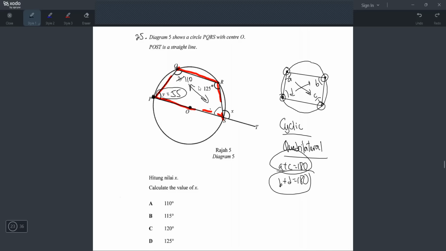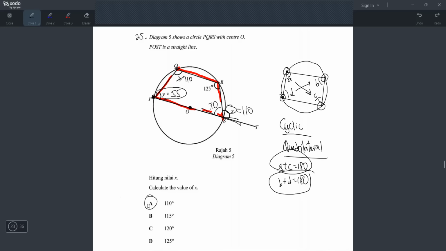Okay, the sum will be 180. So 180 minus 110 will be 70. And if you take 70 plus 110, you will really get 180. And now how to find x? Well, this is a straight line. If it's a straight line, the sum of these two angles will be 180. So 180 minus 70 is 110. So the answer is A.